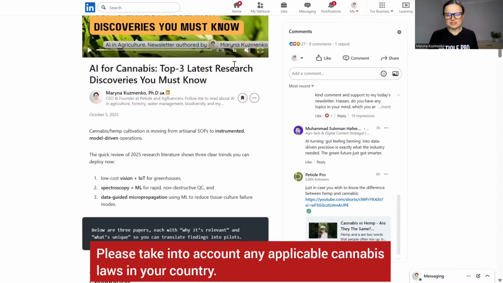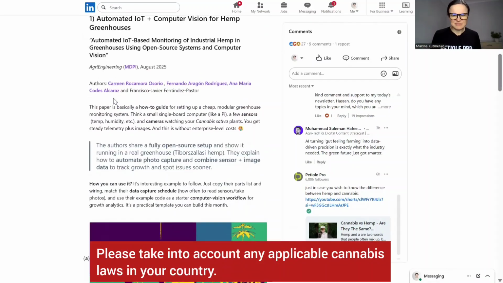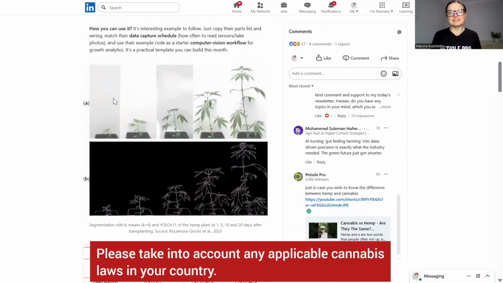So the first research paper has been published by nice, energetic, young, talented researchers from Spain. And they had the idea to do constant monitoring of cannabis plants in the greenhouse. This is a very interesting idea because it's the first step toward non-human involvement in monitoring of plant growth and plant phenotyping.